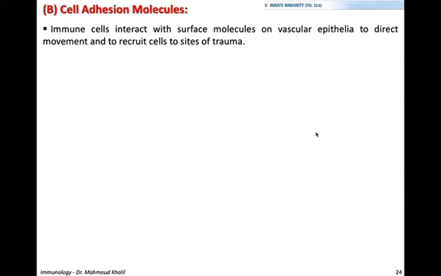So let's talk about the second subtopic, which is the cell adhesion molecules. Immune cells interact with surface molecules on vascular epithelia to direct movement and to recruit cells to the sites of trauma. That's what we have just seen in the last figure. We have two systems that provide this cell recognition, either selectins or integrins.